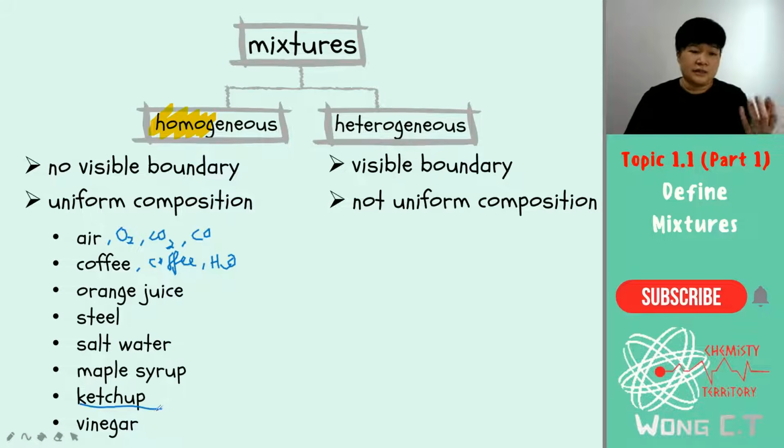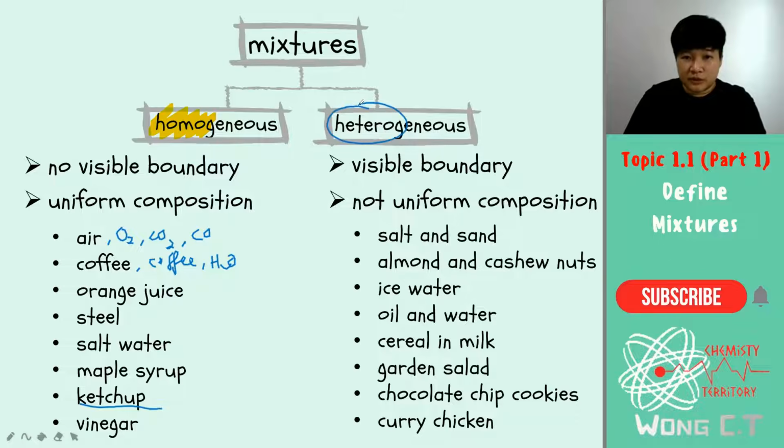We know that in the ketchup, there is a mixture of a lot of different ingredients. You have salt, you have tomatoes, you have sugar, you have water, everything. But in the form of ketchup, you cannot differentiate which one is salt, which one is sugar, and where are the tomatoes, right? Next, your heterogeneous mixtures over here.